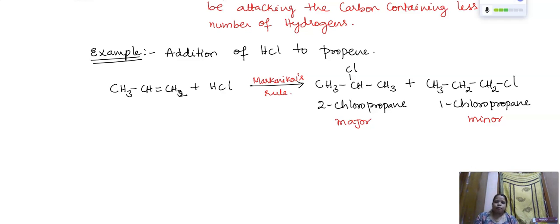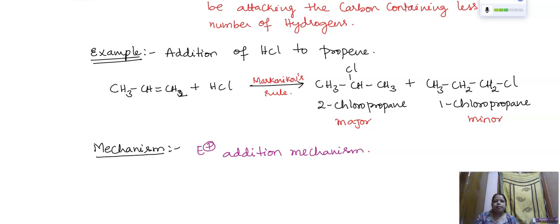major product takes place. Now let's see, as we already discussed, we would like to analyze this situation from a much more mechanistic perspective. So let's see its mechanism. What will be its mechanism? First of all, what mechanism will it follow? This particular reaction will follow the electrophilic addition mechanism.